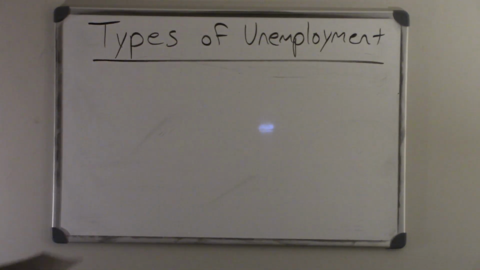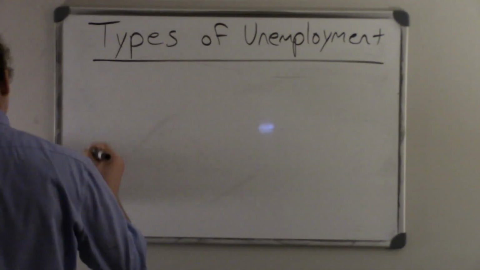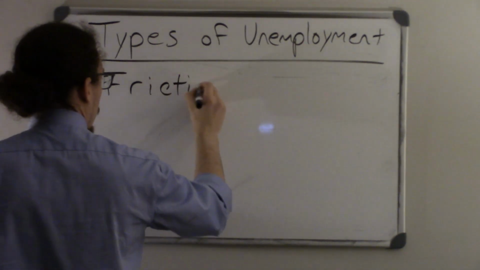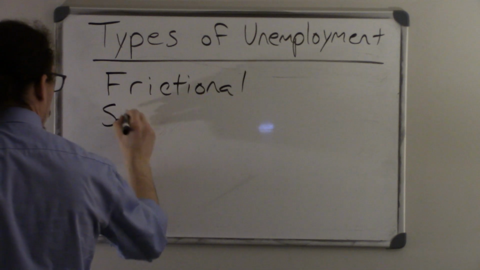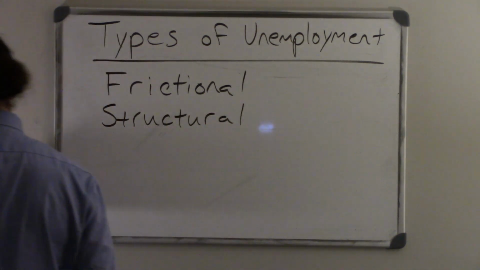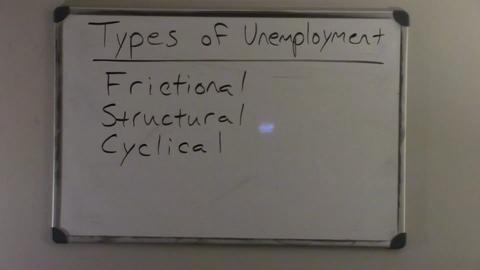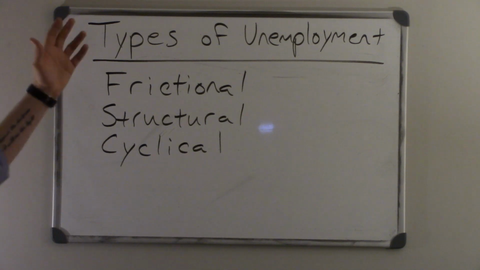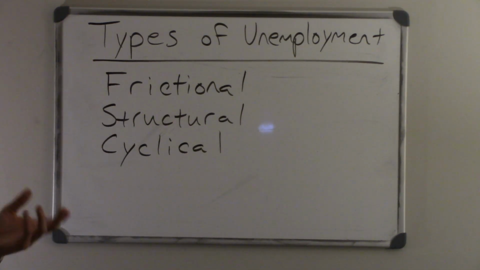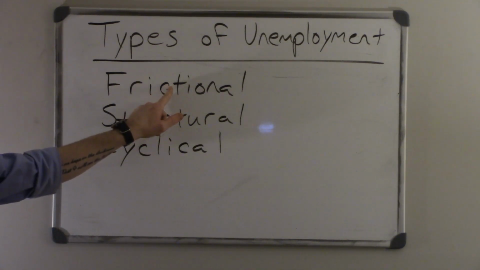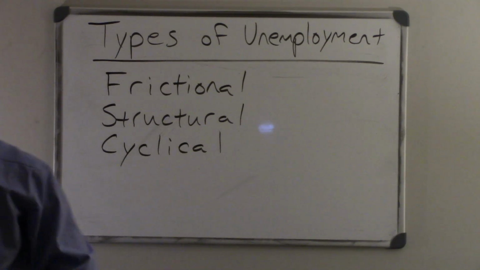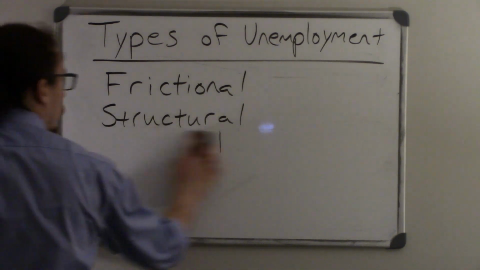I'm just going to go ahead and throw the three types of unemployment up on the board, and then we can go from there. All right, so the three types of unemployment that we're going to look at are frictional unemployment, structural unemployment, and cyclical unemployment. Depending on what textbook or source you're looking at, some other types of unemployment sometimes get thrown in there, but we're going to look at frictional, structural, and cyclical. We're going to start with frictional, and we're not going to spend that long. We're going to spend most of the time on structural unemployment, but we are going to spend a little bit of time on frictional unemployment.